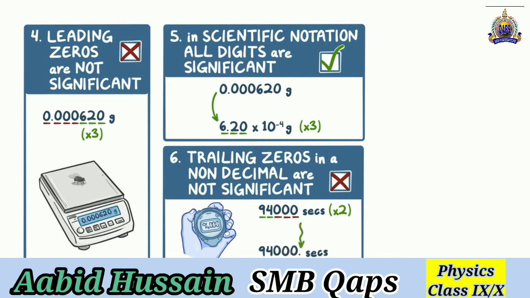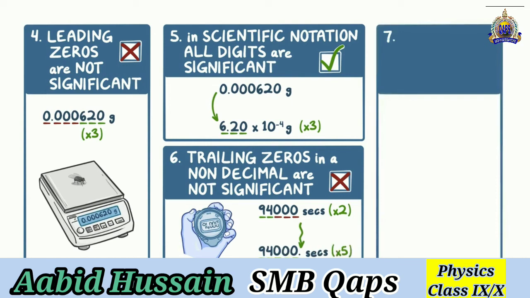Now if we have 94,000.0, then all the numbers will be called significant figures. Here we will say that all 5 numbers are significant.